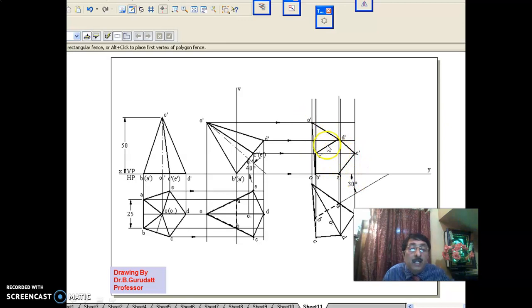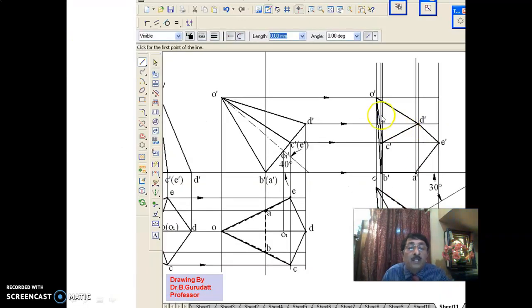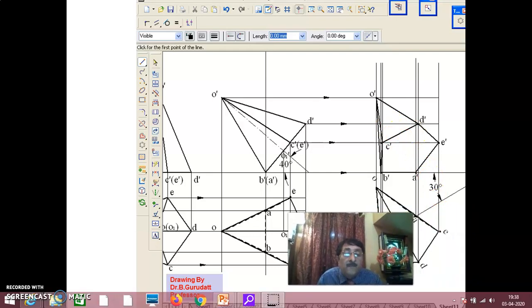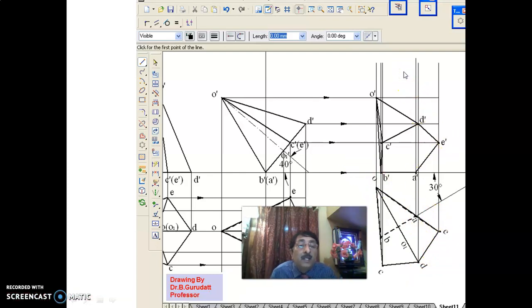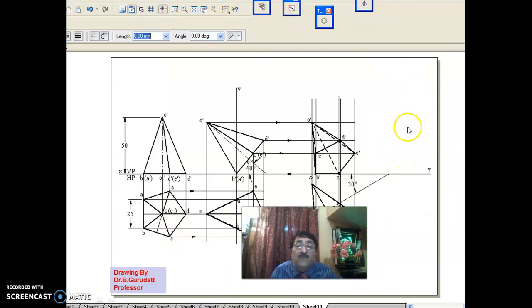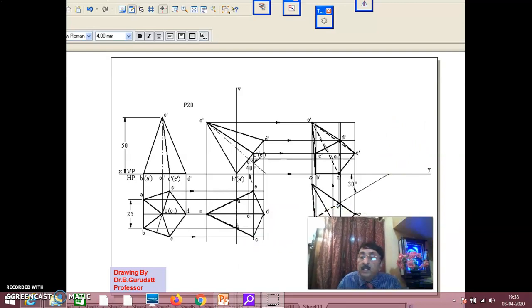And O dash E dash and O dash A dash are faraway edges. As a result, they cannot be seen by the observer. See here, O dash C dash you have darkened, and O dash E dash and O dash A dash are the back edges when you are looking from here. When you are looking from here, these E and A back edges cannot be seen by the observer, hence you make them dark dotted. Okay, and finally show the axis. In that way, this problem gets completed.